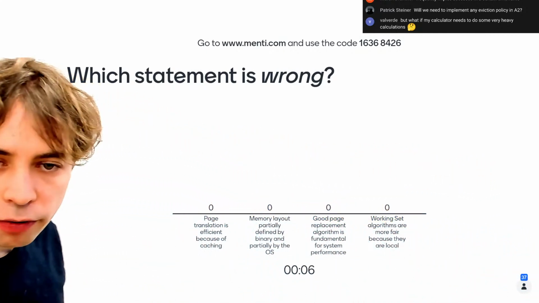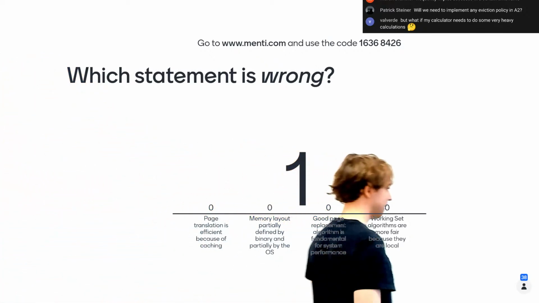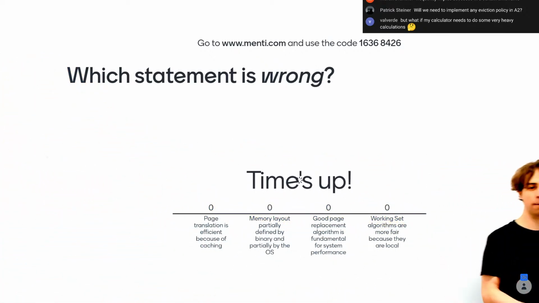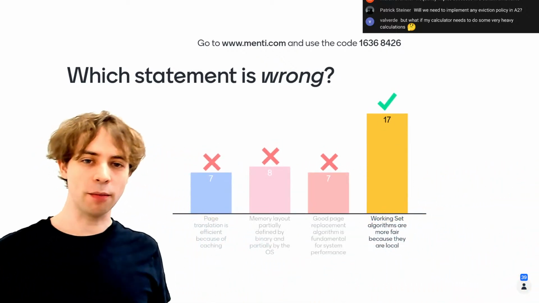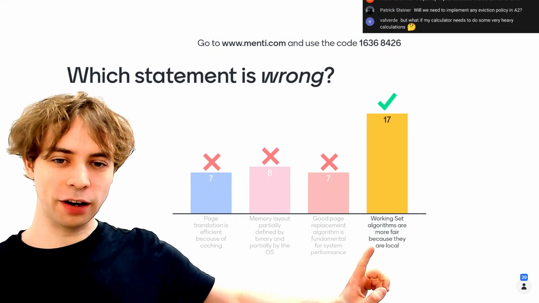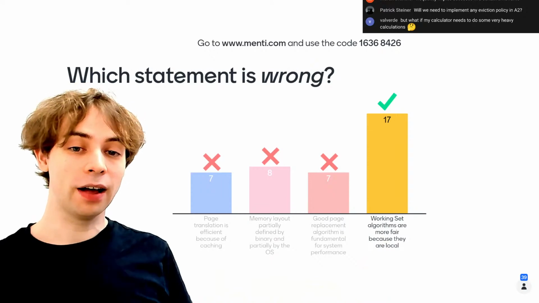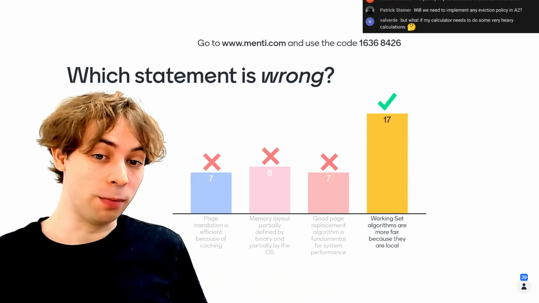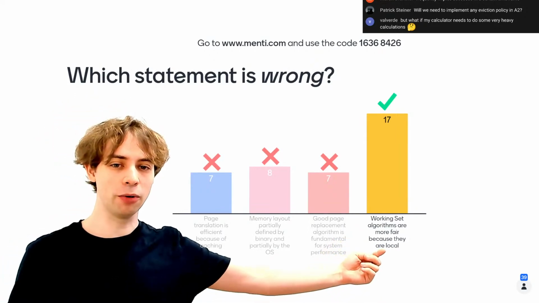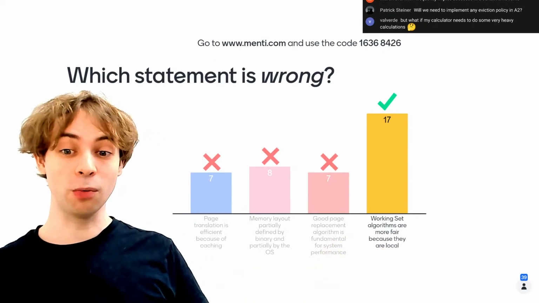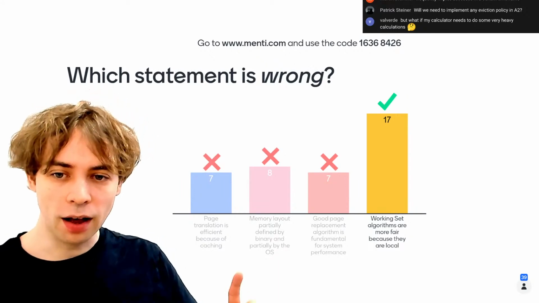And most of you have already answered. It's almost time up. And the time is up. And okay, at least some of you have listened to the last few slides. Working sets are more fair because they are actually global. They are not local, so this doesn't make any sense. They can't be more fair because they are local, because they are actually global algorithms. We just said that like 2-3 slides ago.